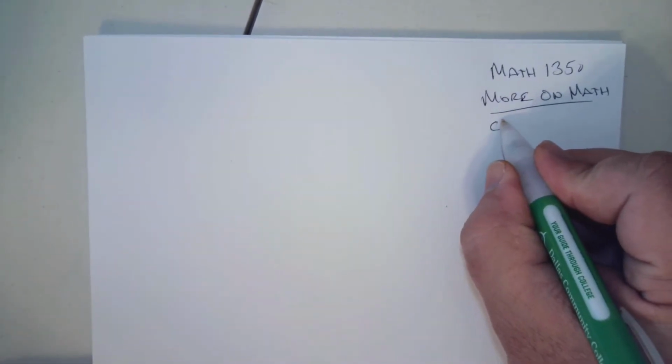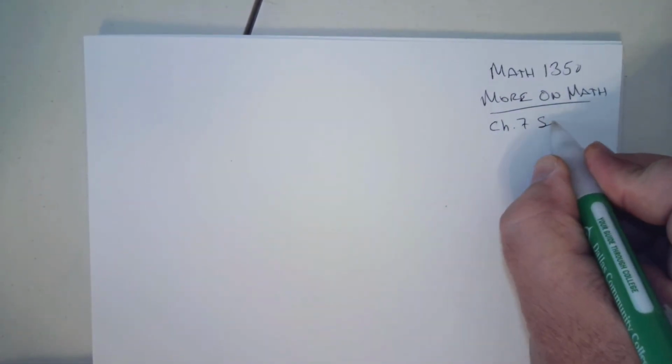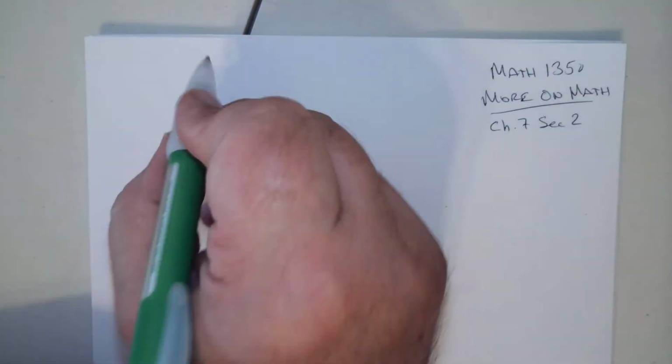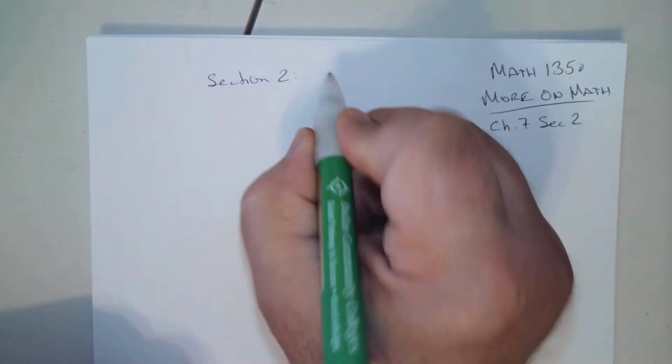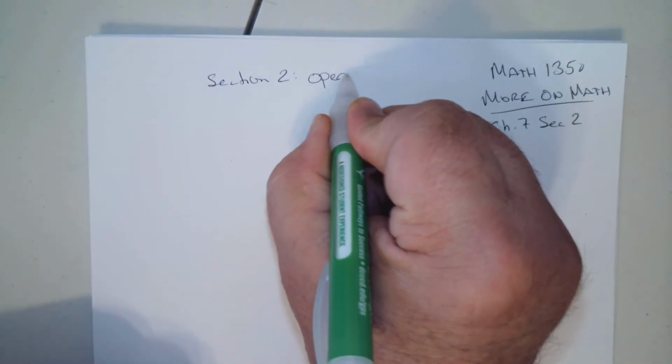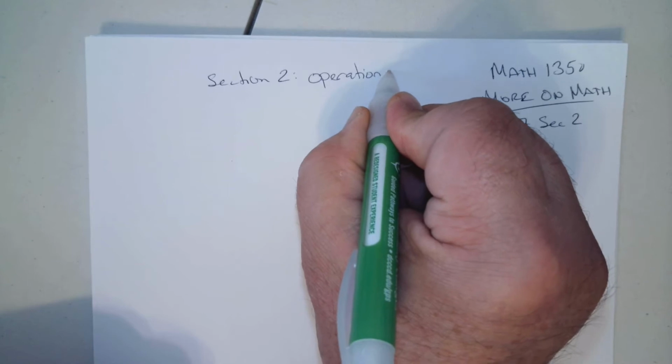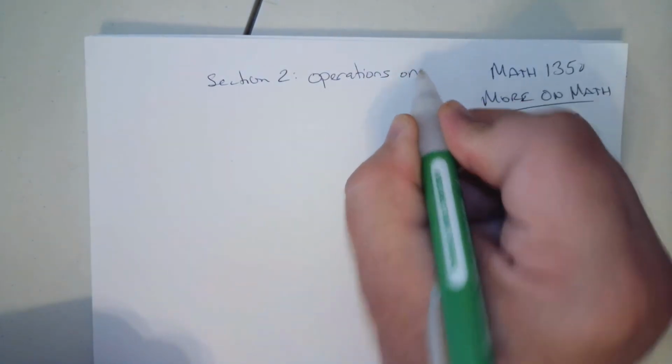Today's section is Chapter 7, Section 2. Section 2 deals with operations on decimals.